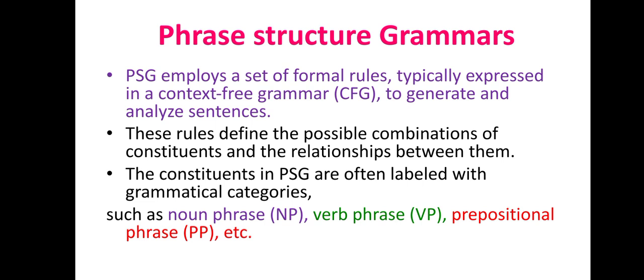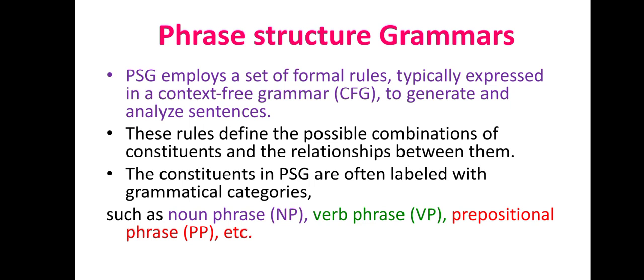The PSG employs a set of rules typically expressed in context-free grammar. The context-free grammar rules I explained in the last video. The same rules we are going to apply for generation of sentences and analyzing the sentences formed through the phrase structure grammar. These rules define the possible combinations under the constraints. Here the constraints are the phrases and the relationship between them, how the combination of one type of phrase with another type of phrase in forming sentences all deals with the rules.